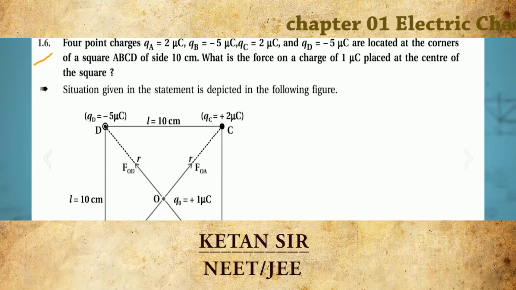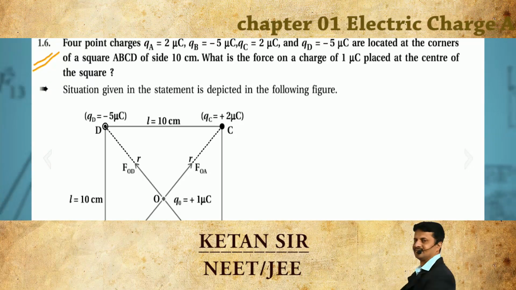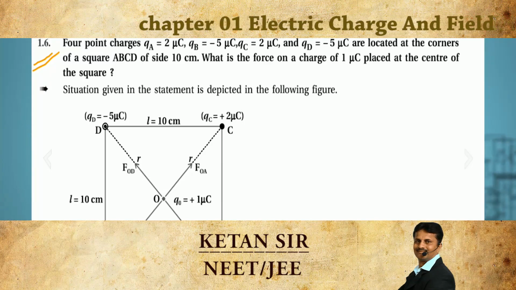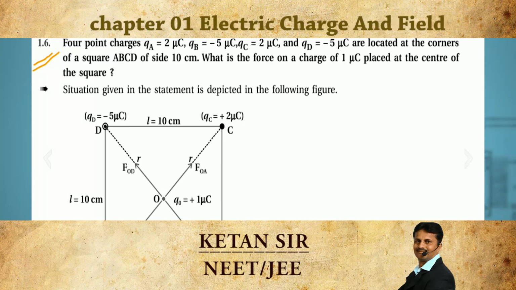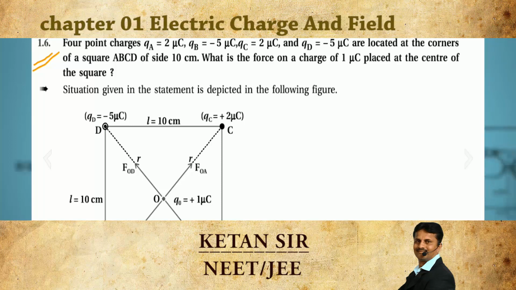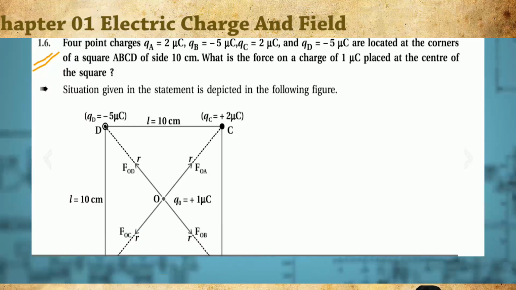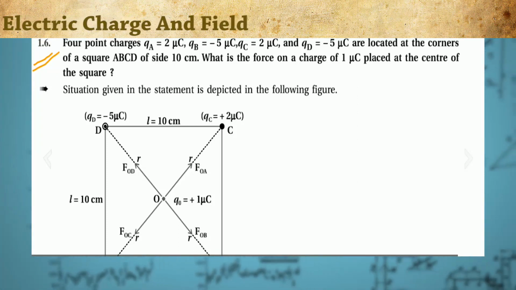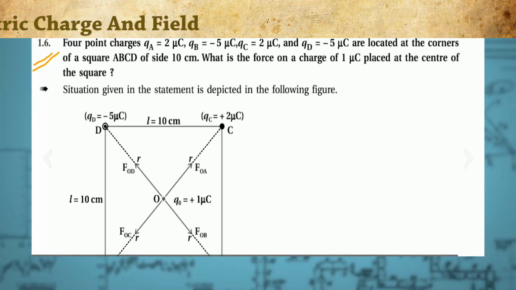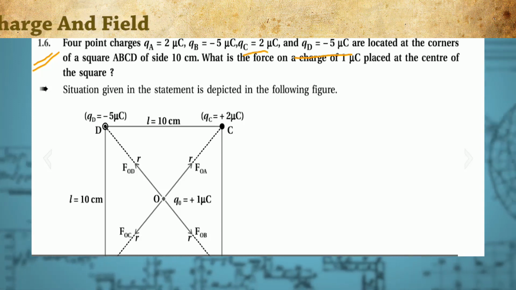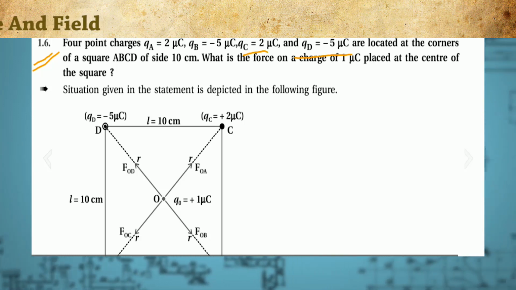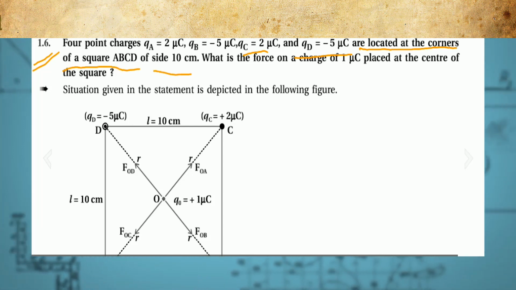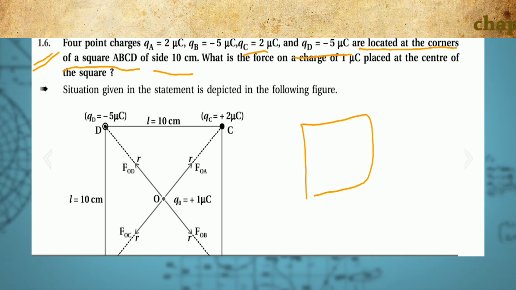Question number 1.6. The question number 1.6 is important from an exam point of view. There are 4 point charges: QA is 2 μC, QB is minus 5 μC, QC is 2 μC, and QD is minus 5 μC, located at the corners of a square ABCD of side 10 centimeter. There is one square.